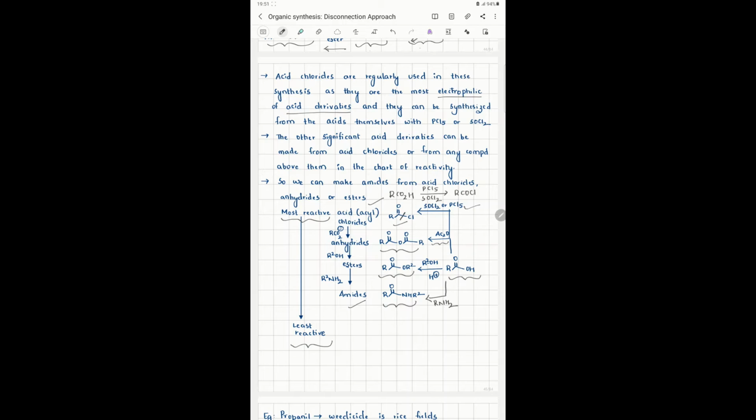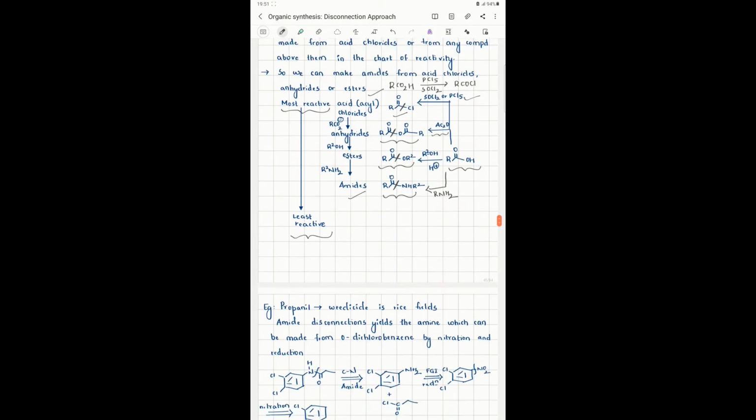For example, if I look at an acid chloride, here also I can do a one group disconnection. Anhydride, another one group disconnection. If I look at an ester, one group disconnection. Amide, one group disconnection can be achieved. So whenever there is a carbonyl carbon attached to a heteroatom, I can easily achieve a one group disconnection, and in turn I can achieve my target molecule by doing its respective synthesis. Most of the time one of the synthetic equivalents will be an acid chloride.